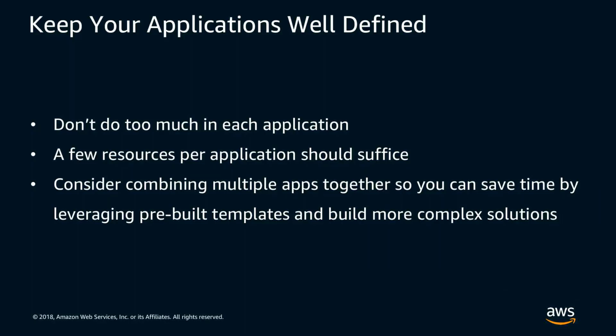Keep your applications well defined. This might sound obvious, but what a lot of people do is try to do a lot of things in one application. And what we try to say is don't do too much in each application. When you're trying to define what you're doing, as little as possible and trying to explain as little as possible is better than trying to do everything all at once. So a few resources per application should suffice. And then consider combining multiple applications together so you can save time by leveraging those pre-built templates and then build more complex solutions. We'll come to this a little bit later in terms of composable applications. But suffice to say for now, better to look at your applications in small pieces rather than large chunks.